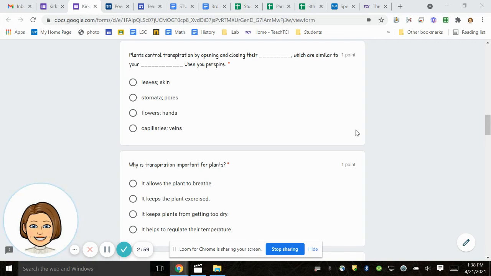Number 8, why is transpiration important for plants? It allows the plant to breathe. It keeps the plant exercised. It keeps plants from getting too dry. It helps to regulate their temperature.